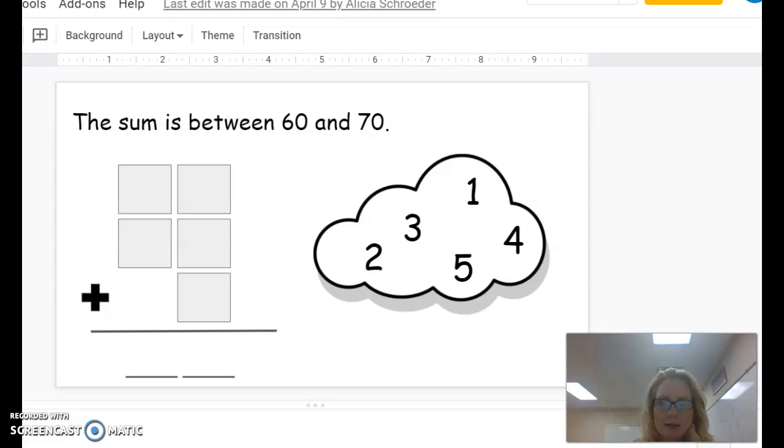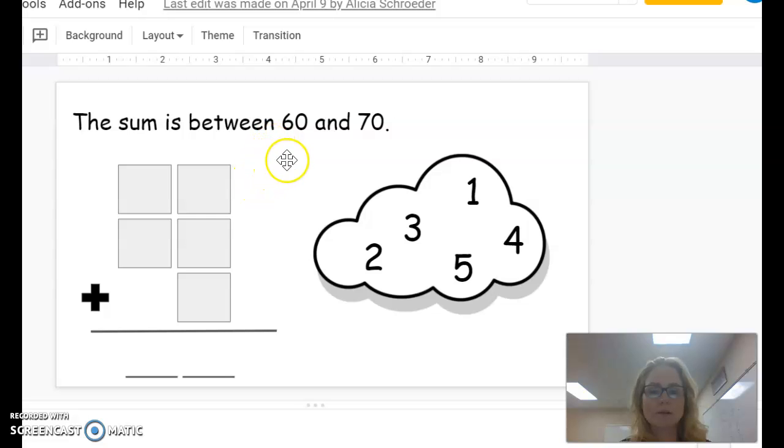All of your slides will look like this. You will see again the cloud. This time it has the numbers in it. Here is your formula. And this slide actually has a clue. And this clue is what is going to be able to help you solve the equation. So our only clue is the sum is between 60 and 70. So we're going to be looking at the ones and the tens. So if we look here, we need to have a number between 60 and 70.